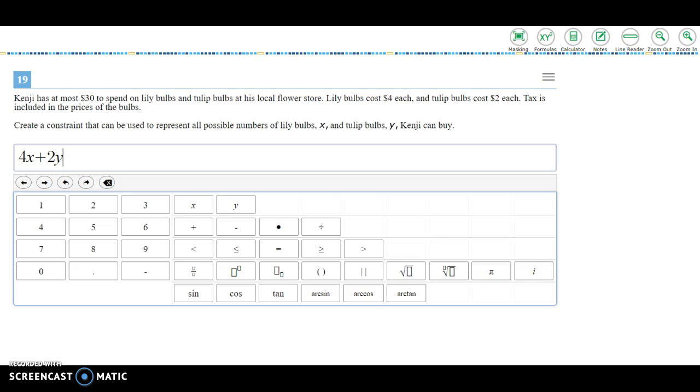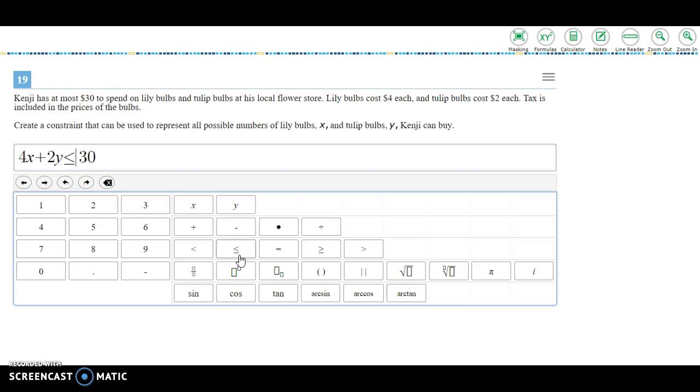Kenji cannot spend more than $30, but he can spend exactly $30. So if I use this inequality, less than, and then put a 30, that means he has to spend less than $30. If I change the inequality and make it greater than, that means he's allowed to spend more than $30, but he only has $30, so that can't be that. How about this one? That means he can spend $30 or less, because that's a less than or equal to.